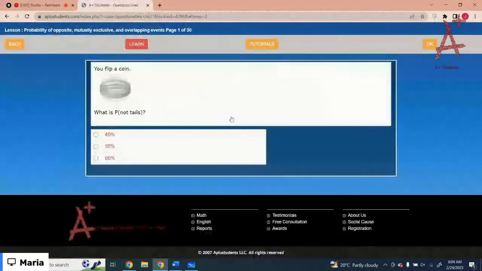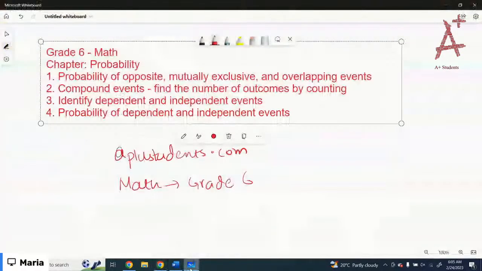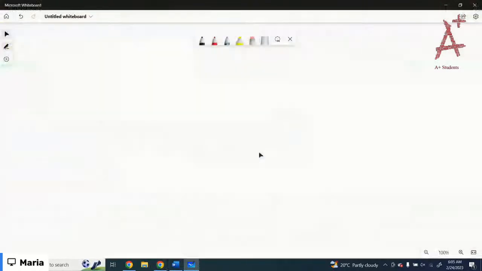Okay, that's what I just did on the board. You flip a coin. What is the probability of not tails? Got it? So you have to calculate the probability of tails. Probability of tails is 1 over 2. Got it? The total outcomes are 2, and out of them, the probability of getting tail is 1. Got it? So you have to calculate the probability of not tails. So for not tails, the total probability is 1. You have to subtract 1 minus 1 over 2. Got it?